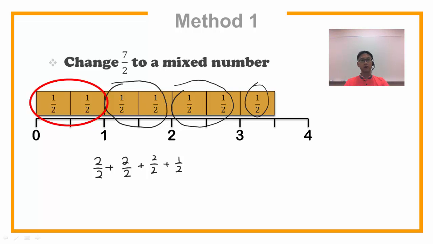So I've converted my diagram to this. Each 2 halves is 1 whole. So I've got 1 plus 1 plus 1 plus my half, and when I add all the whole numbers up, I will get 3 1/2. So that's how I get 3 1/2.